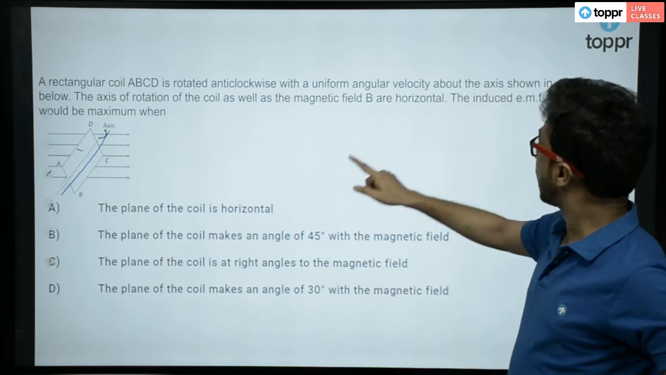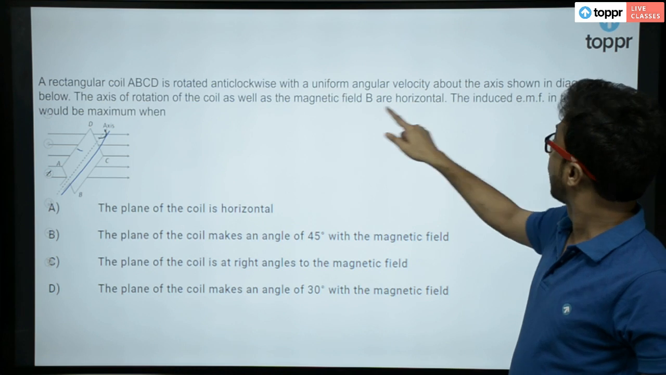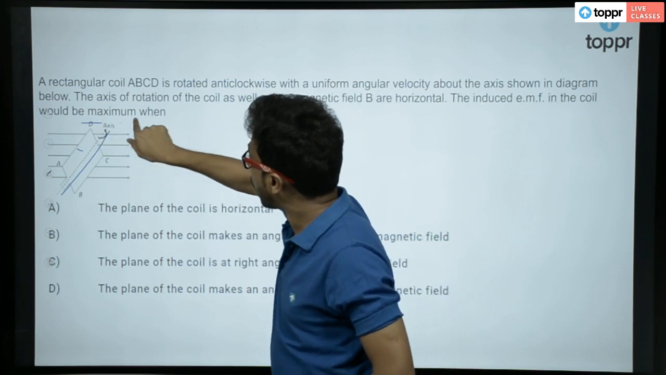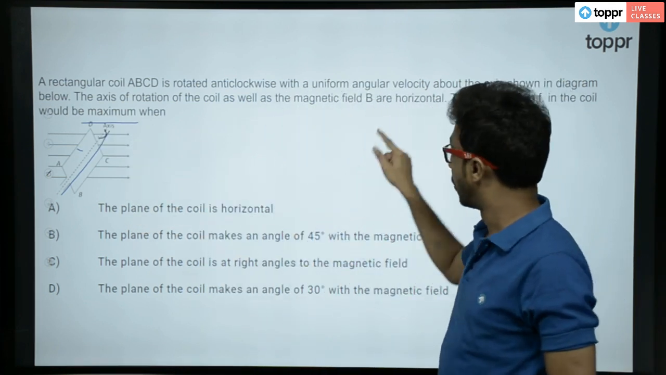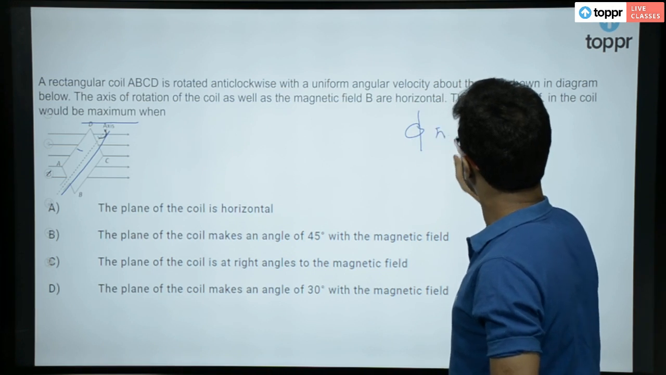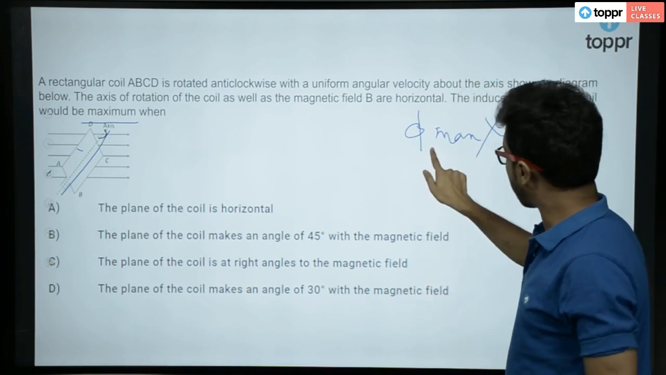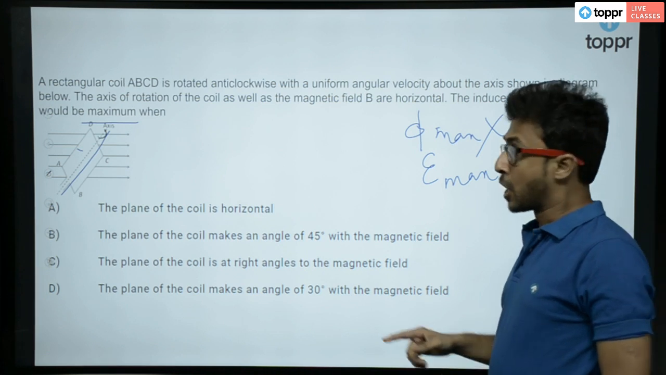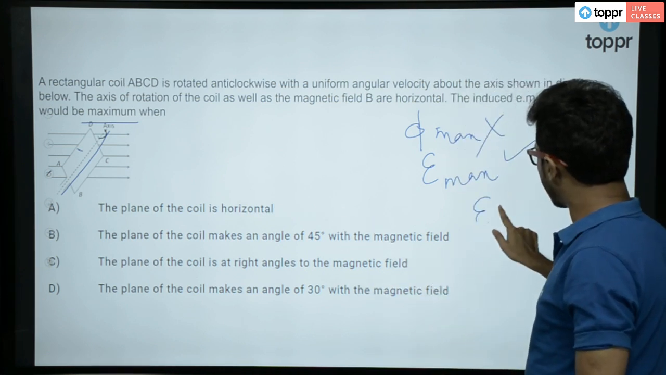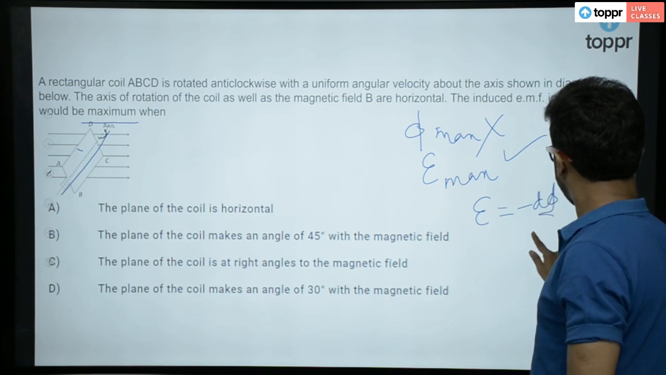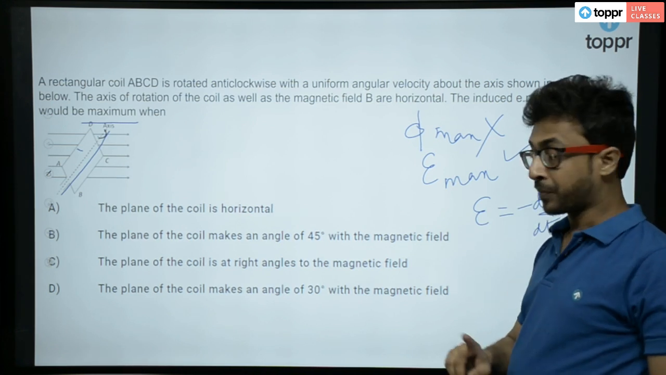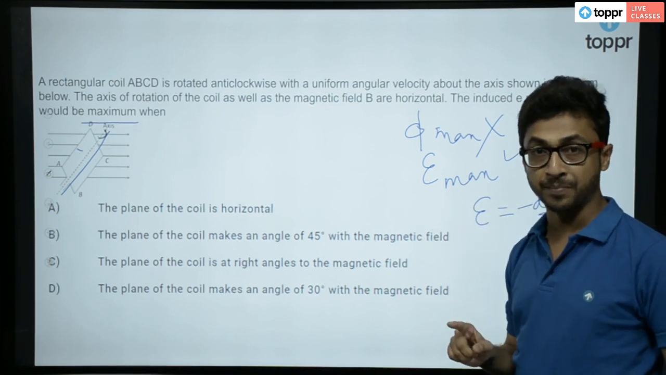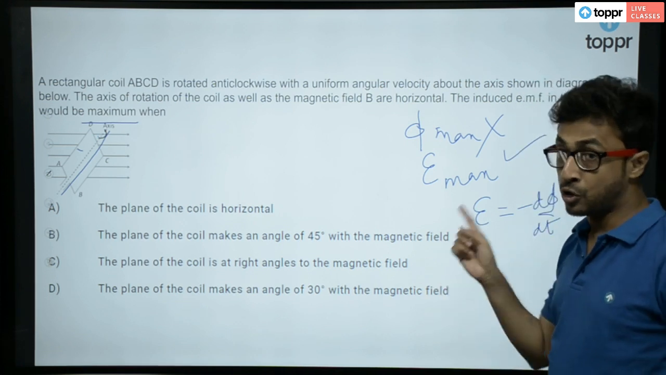But what we have to find out? The induced EMF in the coil would be maximum. The question is not when the flux is maximum. So we don't want flux. No. The induced EMF, this we want. Now, for induced EMF, what do I know? Minus d phi by dt. That is, we have to basically find out when the rate of change of flux is maximum. The rate of change of flux, not the flux.